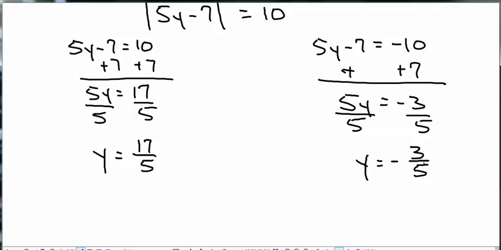Clear? Alright. Page 224. 10 through 28.